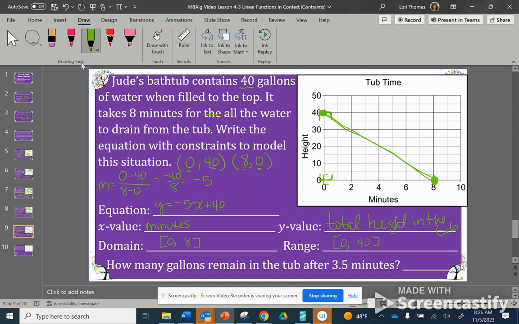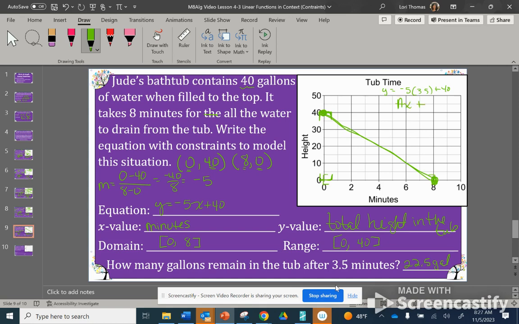And now it says how many gallons remain in the tub after 3.5 minutes. So we're going to plug in 3.5 for minutes to see how much water is in the tub. So we have 3.5 times negative 5 and then plus 40. And that gives us 22.5 gallons.